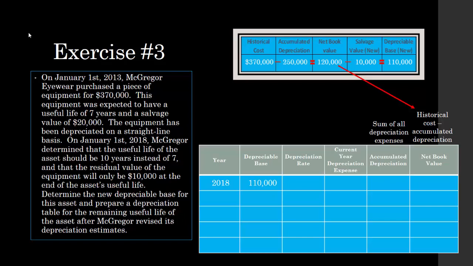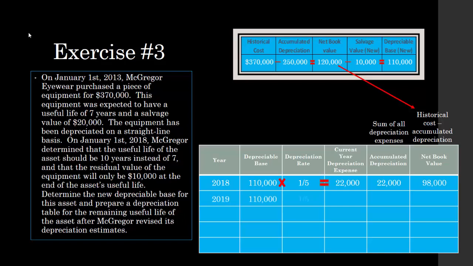And therefore, since we're using straight line, our depreciation rate should be 1 over remaining useful life, or 1/5. So we're going to take 1/5 of the depreciable base away each year. So if our depreciable base is $110,000 and we're taking 1/5 away each year, that means we're going to depreciate this piece of equipment at a new rate of $22,000 per year. And our accumulated depreciation would be $22,000 because it's the first year, bringing our net book value down to $98,000.